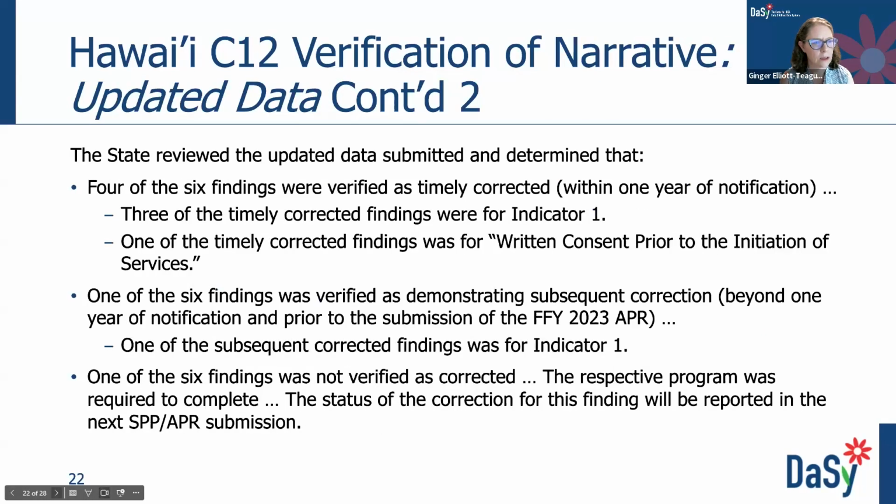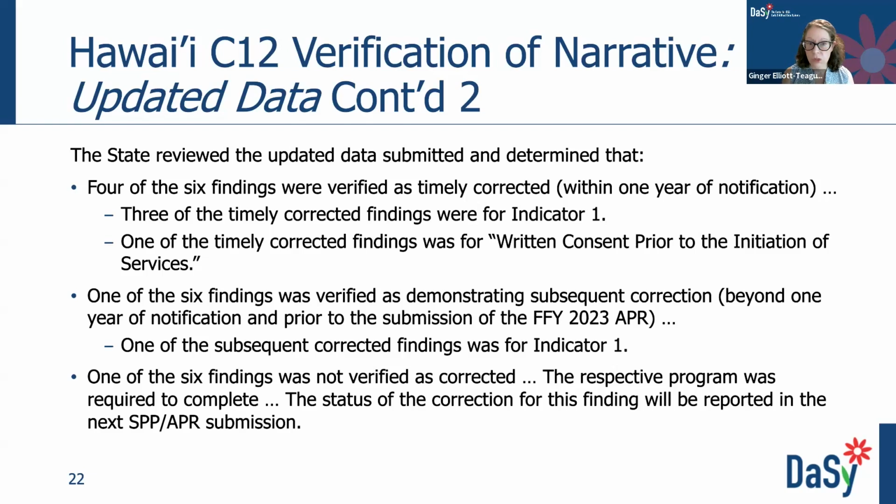The next slide finishes up their review of the narrative that they provided about that updated data review. They concluded, after looking at all of that data, that 4 of those 6 total findings, remember 5 plus 1, were verified as timely corrected within 1 year. 3 of those were for indicator 1. 1 of the timely corrected findings was that related requirement. 1 of the 6 findings was verified as demonstrating subsequent correction. Remember, we saw that they had reported that same thing in indicator 1. And then 1 of the 6 findings was not verified as corrected.